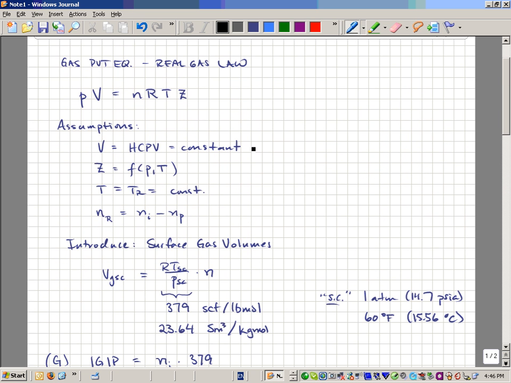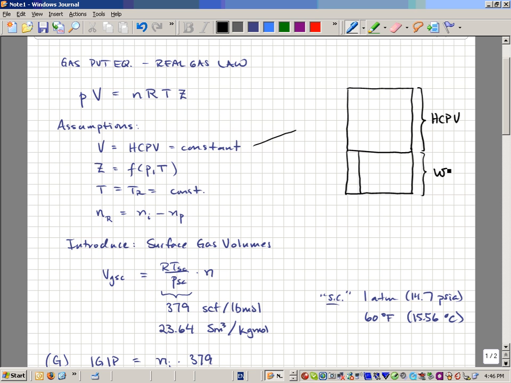Now, what does this really imply? In reality, what we have is a gas volume in the reservoir, and that's always associated with some amount of water. And the water that's always there is, of course, connate water. This is our water. So we've got connate water.